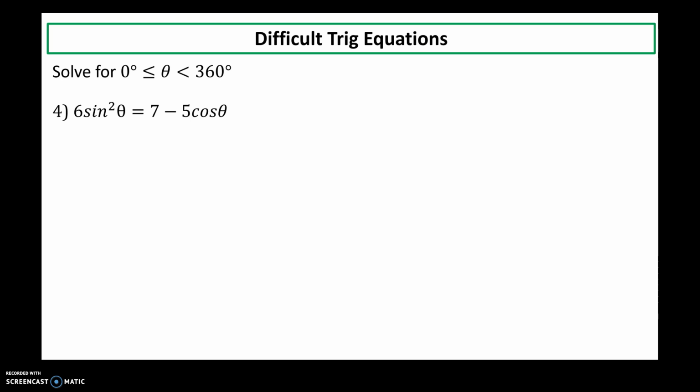6 sine squared equals 7 minus 5 cosine theta. Okay, first things first, let me get my equation equal to 0. Add 5 cosine of theta, subtract 7. All right, it's a quadratic form in that I have a squared and a single, but notice that my trig functions are not the same. So we cannot make a substitution and say either x is equal to sine theta or x is equal to cosine theta, because it would still leave my equation in terms of one trig function.